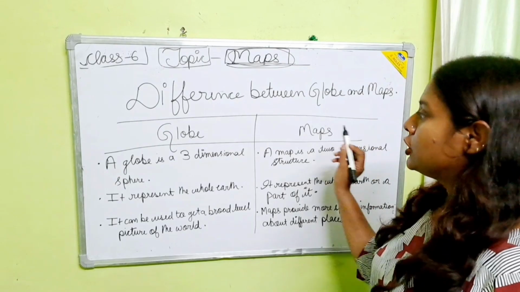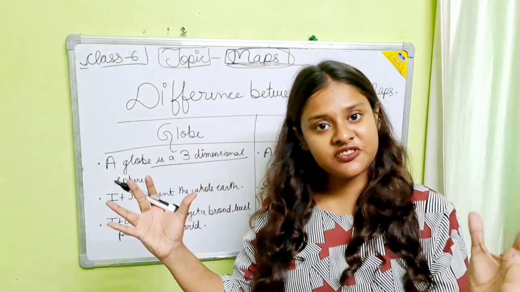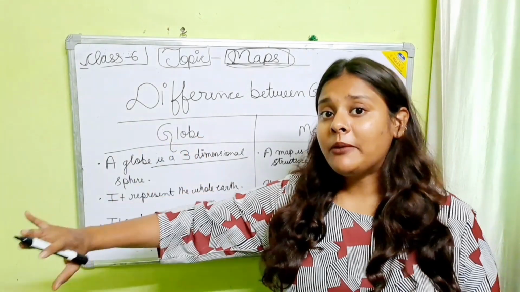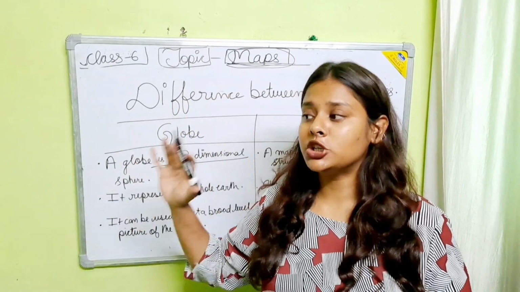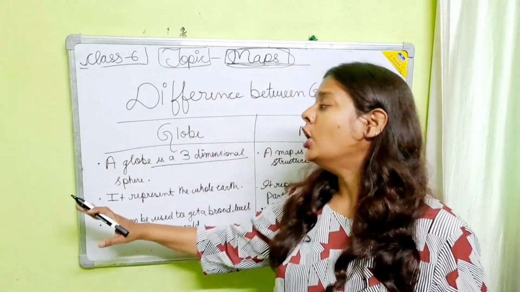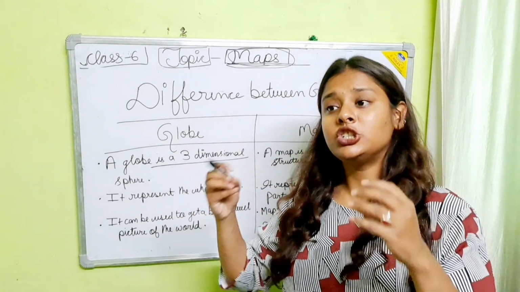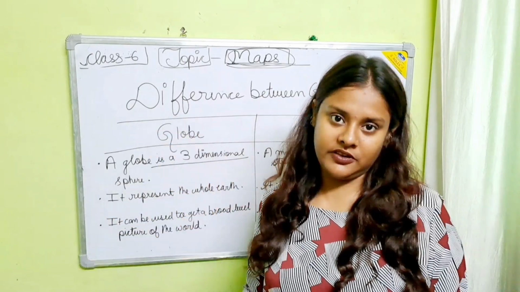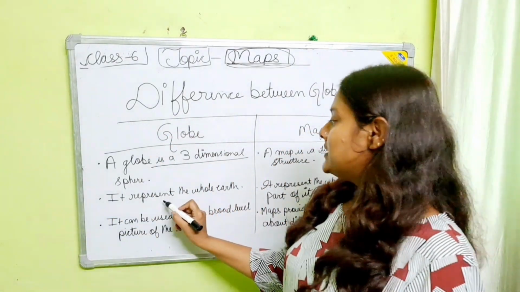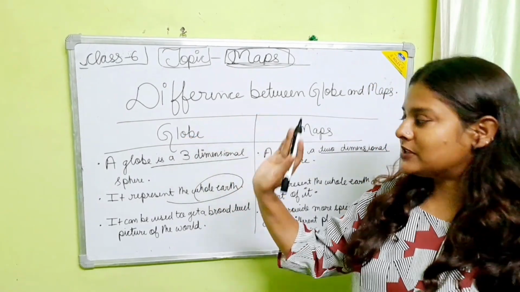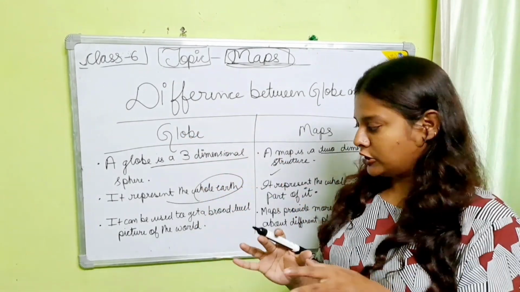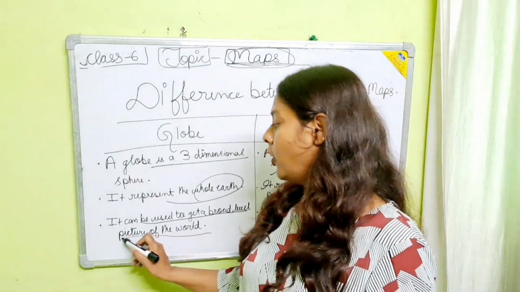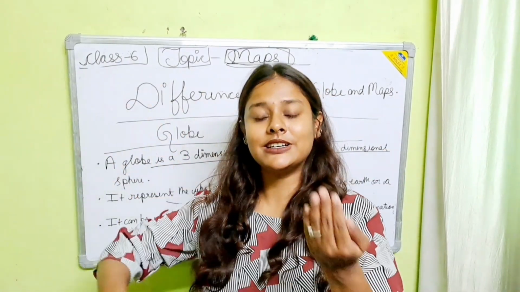Globe and maps. A globe is a three-dimensional sphere, a true representation of the earth, and a map is a two-dimensional structure which gives us information about the earth on a flattened surface. A globe represents the whole earth, while a map represents the whole earth or a part of it separately. A globe can be used to get a broad picture of the world. Obviously, you can see everything on a globe. It is spherical in shape.